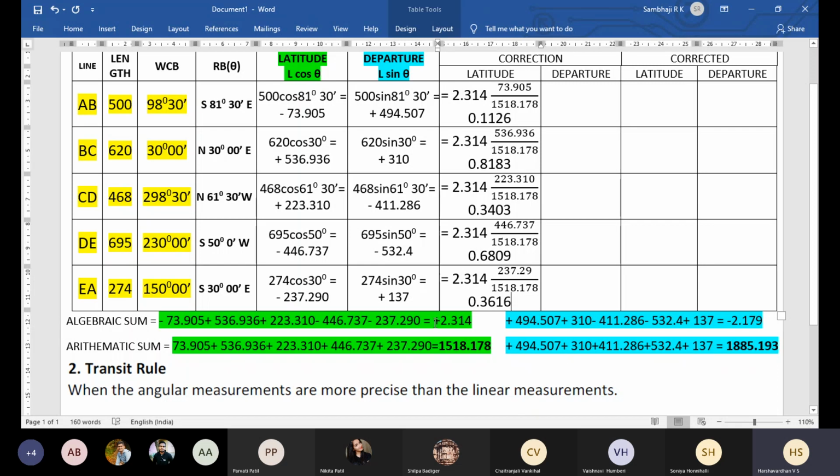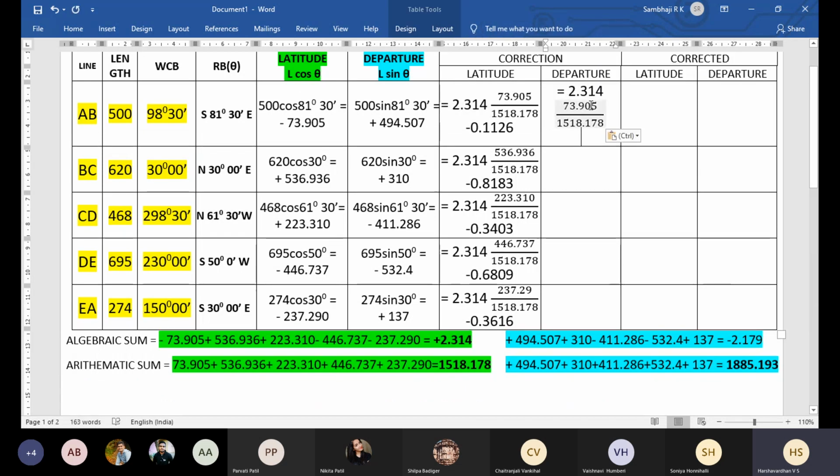But the error in latitude is plus 2.314. Hence, the correction will be negative. So you have to put negative signs for all the corrections. If the error is positive, correction must be negative. If the error is negative, correction will be positive. Similarly, for departure, same formula.